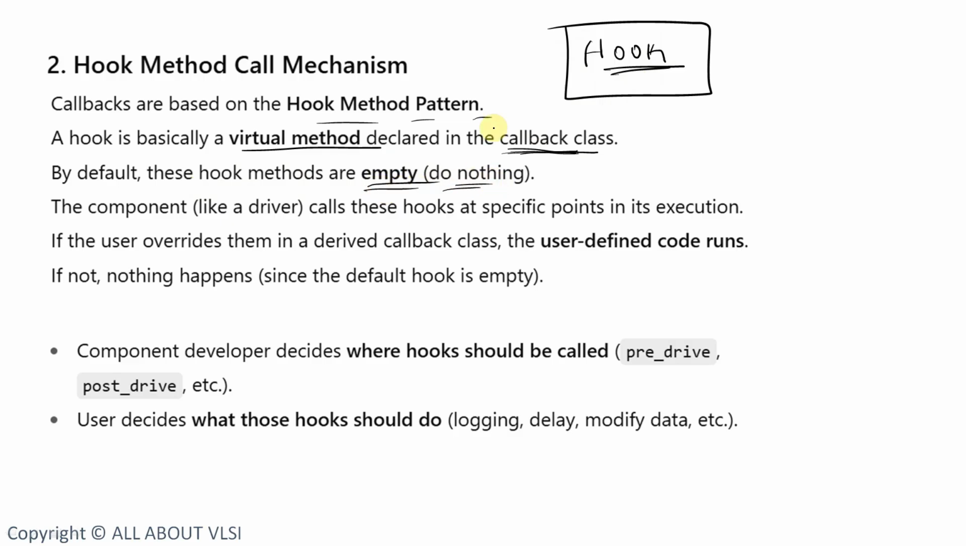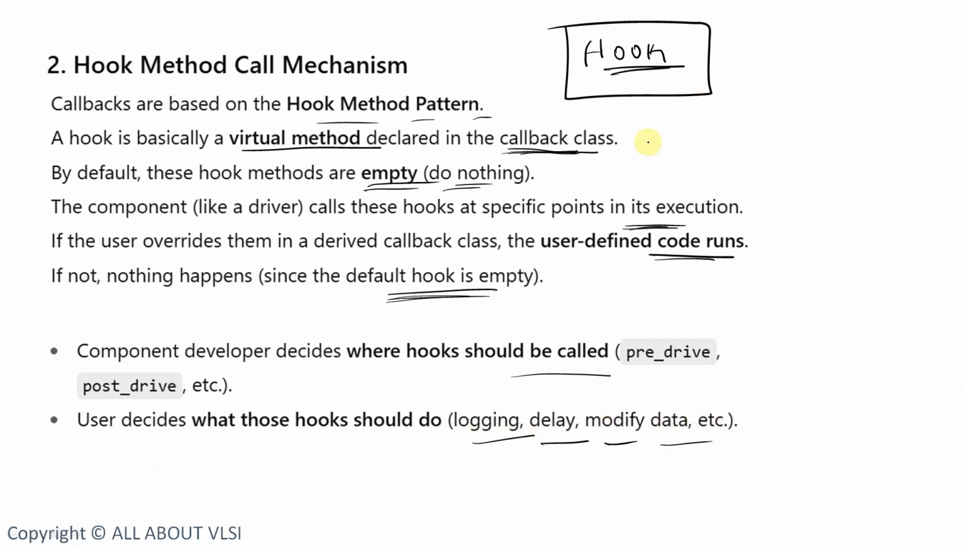In randomization also we have seen pre-randomize and post-randomize. Those two are our hooks. Hooks are nothing but virtual methods, declared simply as virtual. A component like the driver calls these hooks at a specific point in the execution. If the user overrides them in a derived callback class, the user-defined code runs, or else nothing happens, since the default hook is empty. The component developer decides whether the hook should be called pre-drive or post-drive, and the user decides what the hook should do: logging, delay, or modifying data.